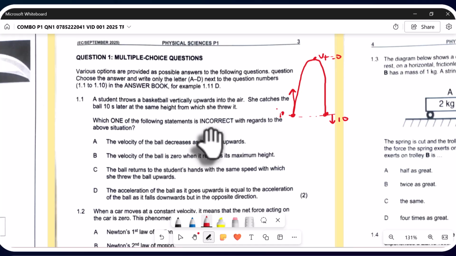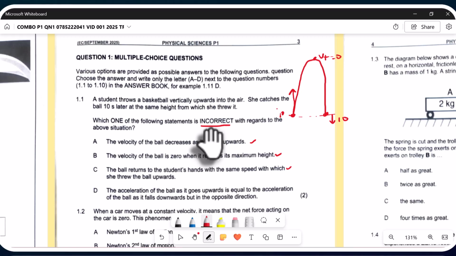So which of the following statements is incorrect? Incorrect, not the English here. They say the velocity of the ball decreases as it moves up. That is correct. Then they say the velocity of the ball is 0 when at maximum height. That is also correct. Then the ball returns to the student's hand with the same speed with which she threw the ball. That is also correct. Why? Speed is the magnitude of velocity. You see, it is 10 here, and it was also 10 here.